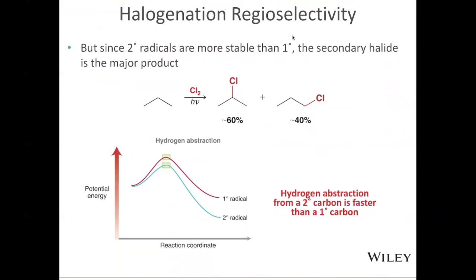And here's the energy diagram. The secondary radical is more stable. The transition state energy is lower as well. So the activation energy is lower. So that secondary radical will form faster. And so we see that as our major product.